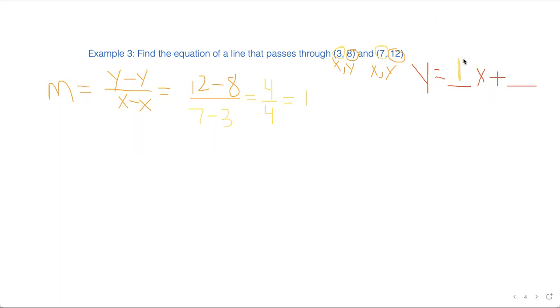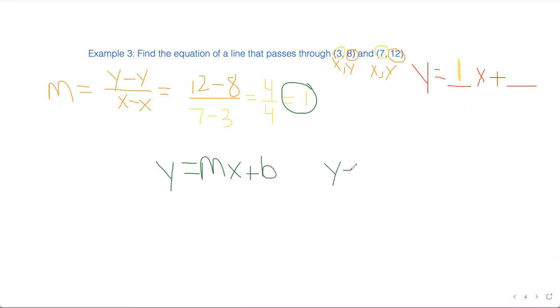So I'm going to take my slope. So now I have my m is 1, but now look, I have 2 x's and I have 2 y's. How do I know which one do I pick to plug into my y equals mx plus b? Guess what? It doesn't matter. You can pick either one of them and you will get the same answer. And I'm going to go ahead and prove it to you.